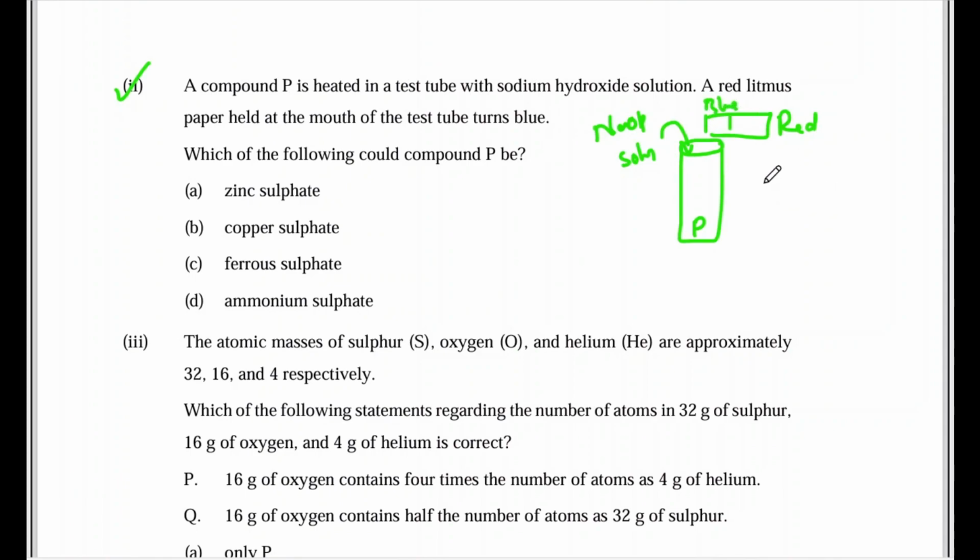Obviously, red to blue means what? It should be a base, and because they hold it at the mouth of the test tube, it must be a gas. So it is a basic gas. We know only one basic gas, that is ammonia gas. And you know the method of preparation of ammonia in the ammonia chapter. So you take any ammonium salt, ammonium chloride or ammonium sulfate, usually ammonium chloride, and heat it with an alkali. So here out of these four, ammonium sulfate, the compound containing ammonium ion, is D. Okay, so this is how we have to analyze.